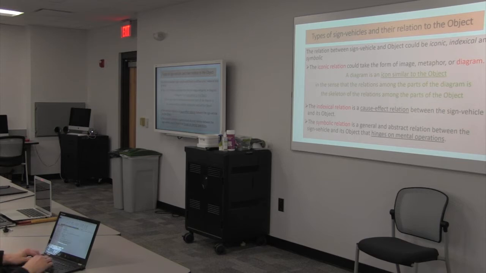So in this iconic relationship, there is an aspect of similarity, something that you see and something that you don't see. And this iconic relation could be an image, a metaphor, or a diagram.